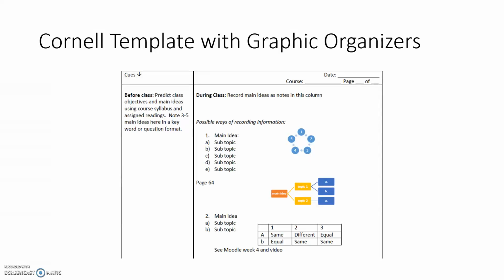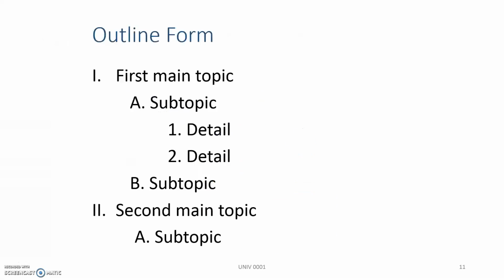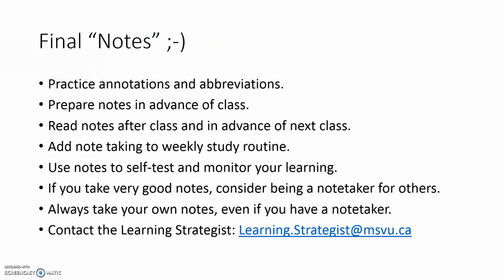So before class, it's always a great idea to preview your material in your textbook, and by looking at the content on Moodle to get an idea, and of course looking at your course outline or your course syllabus to get an idea of what the learning objectives are for you as a student. That way you can identify or likely identify the most important ideas in advance of class. Just an example of a template for outlining.